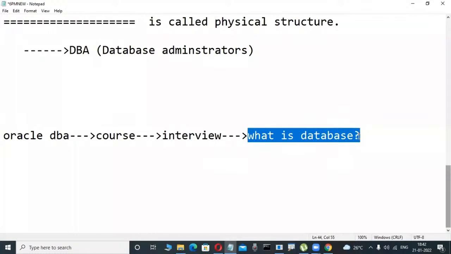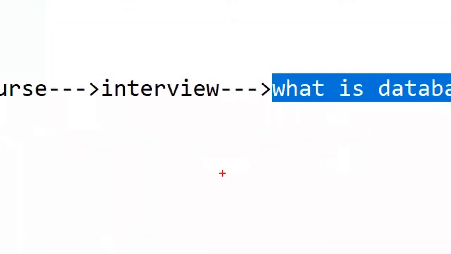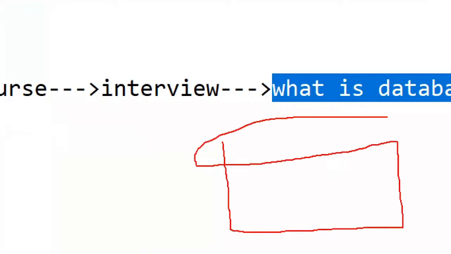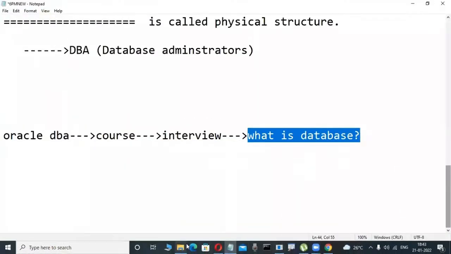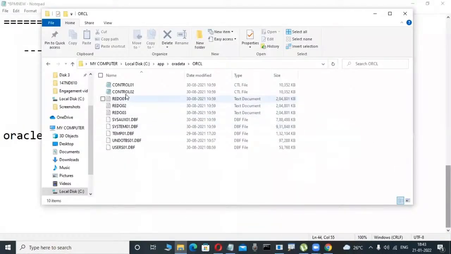Yes, I am a DBA. I am not going to say it is a place which stores a structured collection of data, because that is the wrong answer here. That is the logical side. I am telling the physical side. Whenever I install the Oracle software, some physical files are automatically created on the disk that are visible.